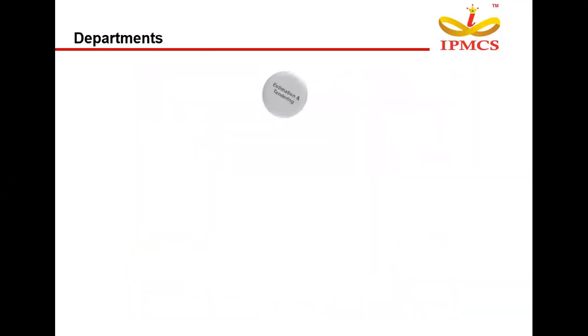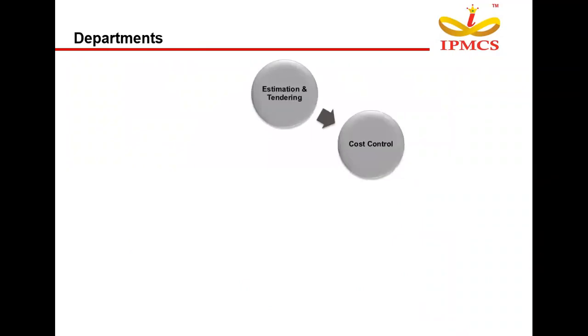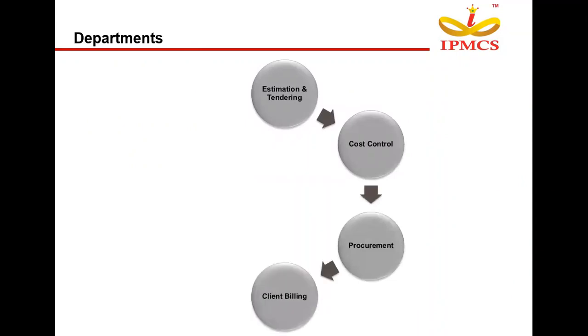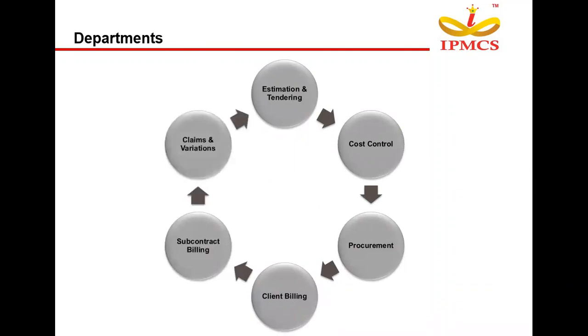Departments where QS persons are involved: estimation and tendering department, cost control department, procurement department, client billing team, subcontract billing team, and variations and claims team.